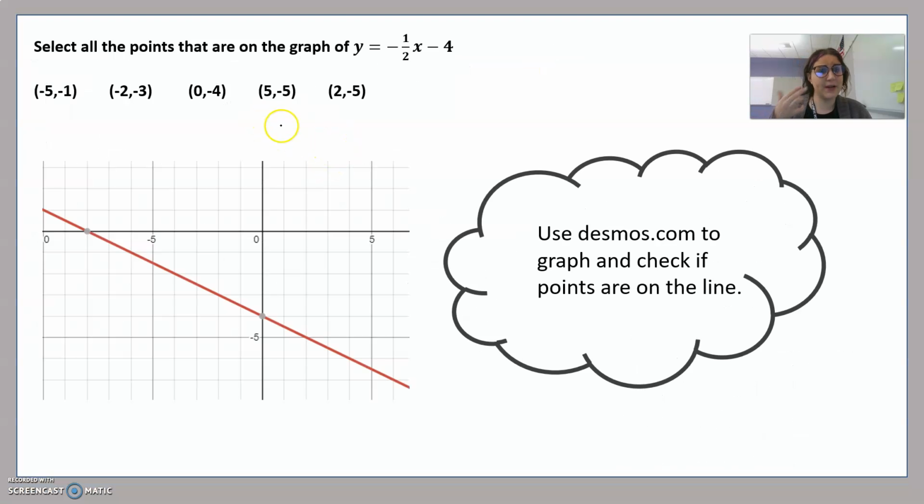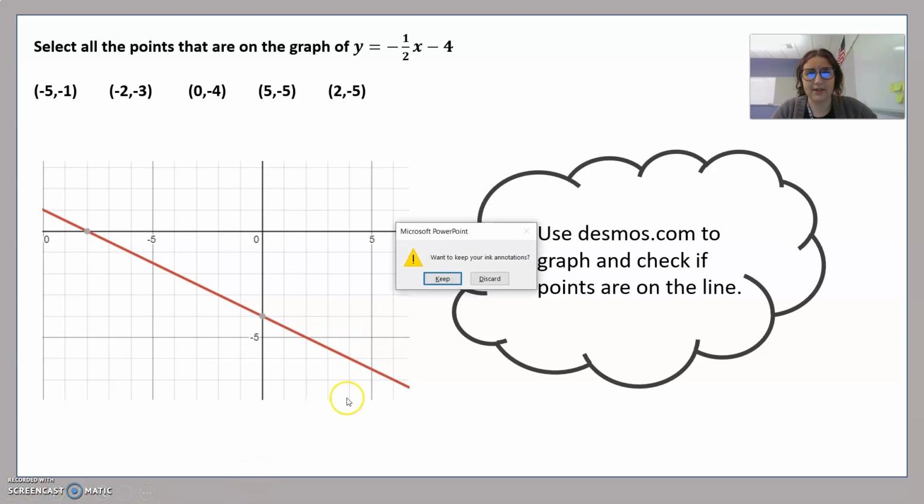I'm going to show you a different way to do this. So, multiple ways to do something. The question says to select all the points that are on the graph of y equals -1/2 x minus 4. And here's 5 points for me to choose from. So instead of going through and plugging all of them in, I'm going to try using a graphing calculator.